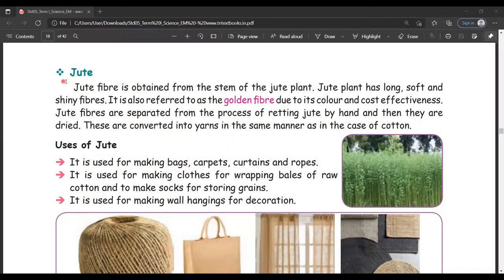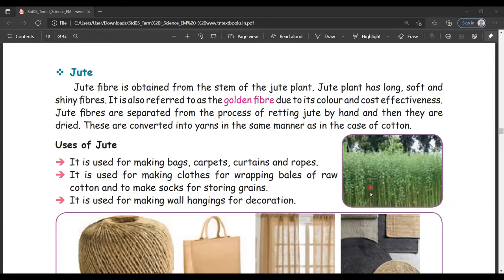Children, today we'll start from jute. Last class, we saw the uses of cotton. In this class, we'll start from jute. Jute fiber is obtained from the stem of the jute plant. Jute plant has long, soft and shiny fibers. So, this is the jute plant. Jute is obtained from the stem of the jute plant.